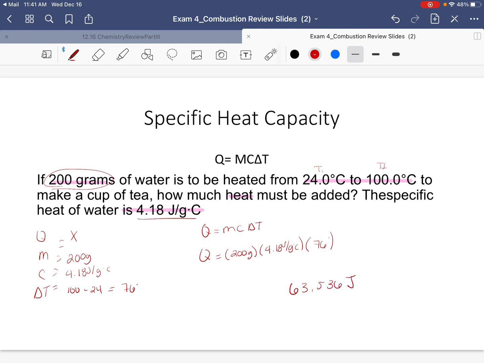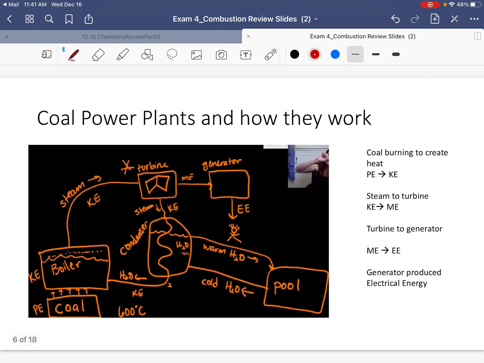Be very careful with this. We know this is joules. Sometimes they're going to ask for kilojoules. So remember, 1,000 joules equals 1 kilojoule. So we would have to divide this by 1,000. Normally, with a large number like this, they will ask you to convert, and we'll be left with 63.54 kilojoules. Again, make sure to pay special attention to how they ask for the answer. If it's in joules, it would stay as is. If it's in kilojoules, you have to divide by 1,000.